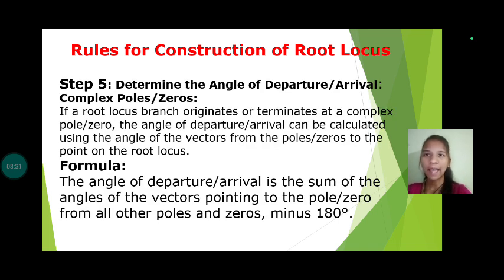Next step, determine the angle of departure or angle of arrival. If the root locus branch originates or terminates at complex poles or zeros, the angle of departure or angle of arrival can be calculated using the angles of vectors from the poles or zeros to the point on the root locus. The angle of departure or arrival is the sum of angles of the vectors from all other poles and zeros, minus 180.